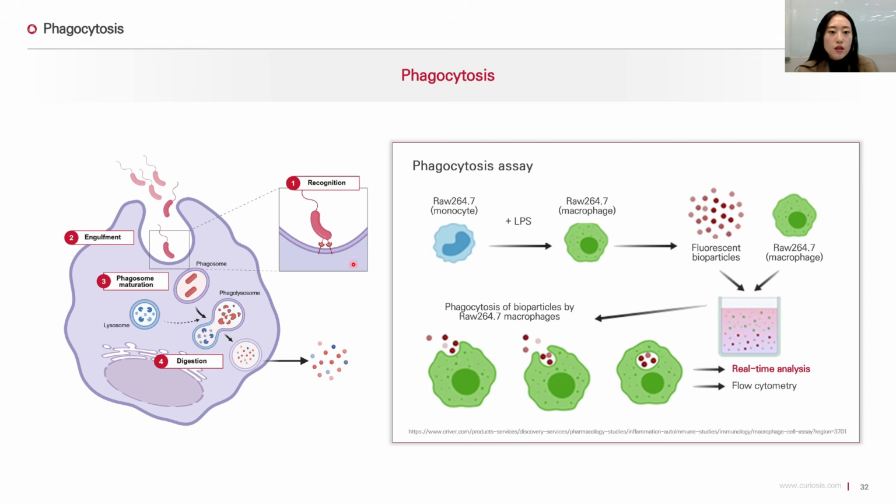To study this process experimentally, we used the RAW 264.7 macrophage cell line, which originated from mouse monocytes. These cells can be stimulated with LPS, or lipopolysaccharide, to activate their immune functions and enhance phagocytic activity. Traditionally, phagocytosis assays rely on endpoint methods like flow cytometry, where only the final uptake can be measured. But with CellLogger, we can visualize the entire process in real time, from initial recognition to bead uptake, providing far more dynamic information.